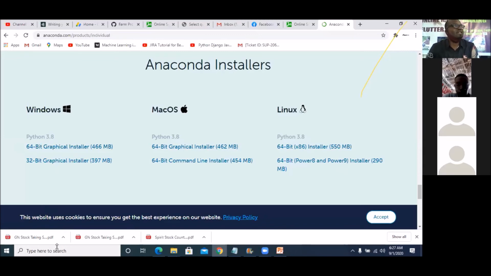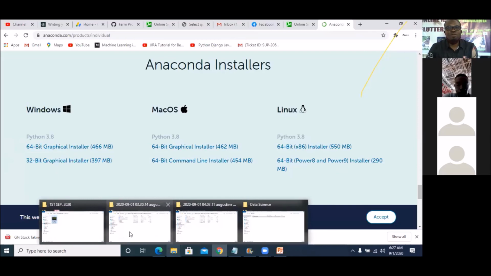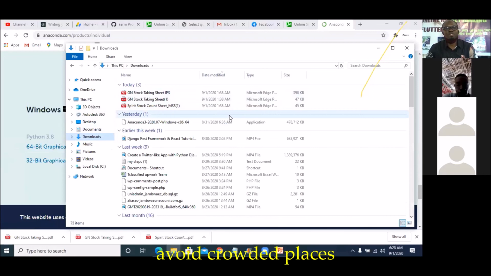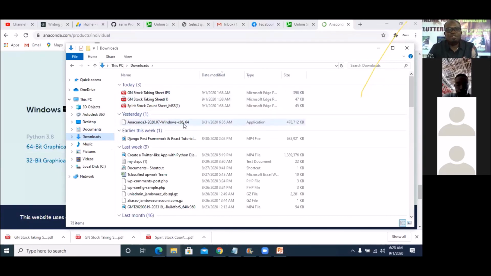Did everybody download yesterday? If you did not download yesterday, please download now so that we can install. Brother, have you downloaded? Okay, so download so that all of us can install together. Because I clicked here yesterday, my download should be in my download folder. So I simply go to my downloads. My Anaconda should be here. You can see the Anaconda for Windows 64. I should be able to double click on this and get it installed.